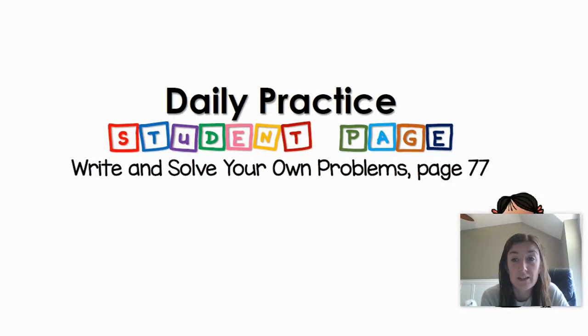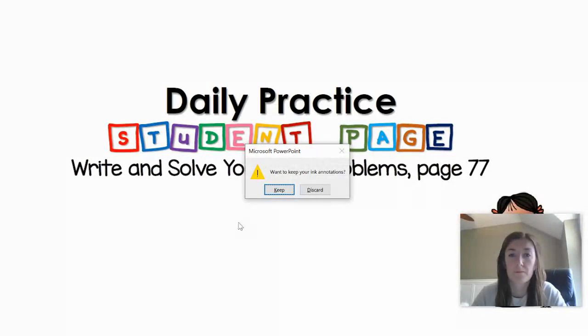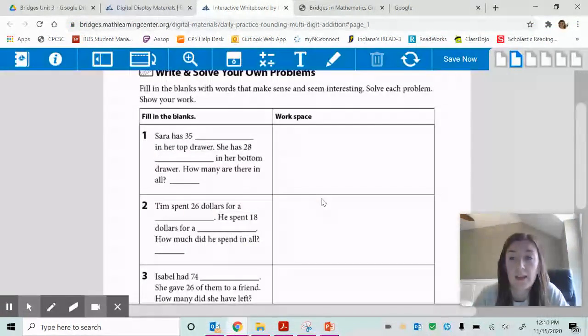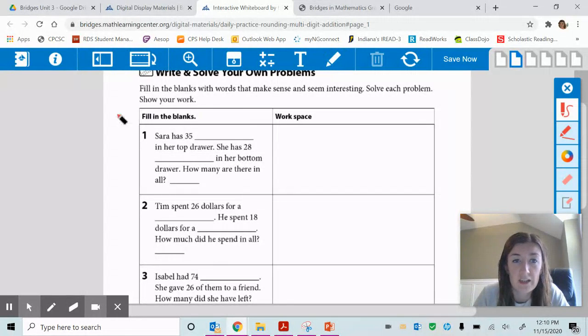What I'd like you to do next is go to page 77. Go ahead and pause if you need to. And we're going to work on a few story problems here. So on page 77, what we have to do is come up with some fill in the blank, make our story problem, and then show our work. So I'm going to help you out with one or two, and then you'll do the rest on your own.